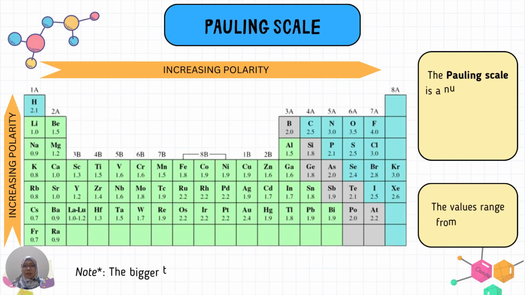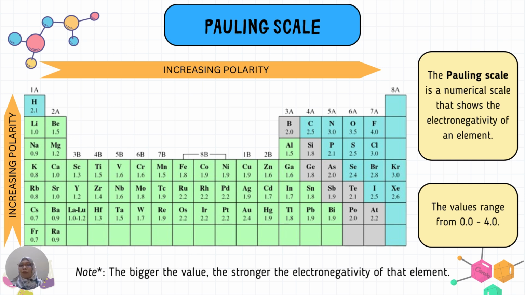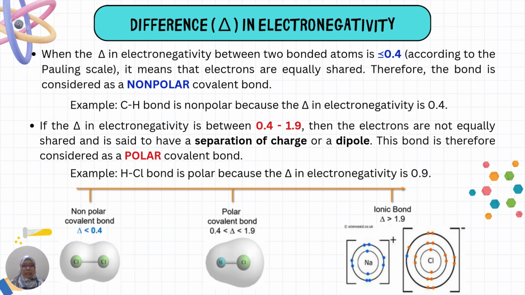What you can see here is the Pauling scale. The Pauling scale is a numerical scale that shows the electronegativity of an element. The values range from 0 up until 4. The bigger the value, the stronger the electronegativity of that element. The difference in electronegativity value will tell us whether a bond is polar or non-polar.